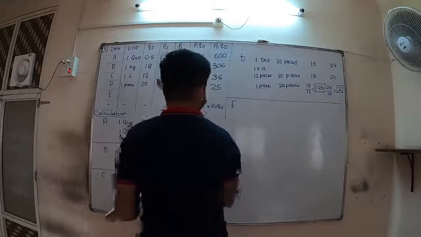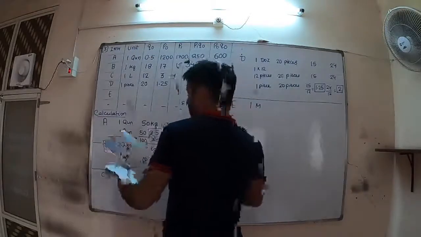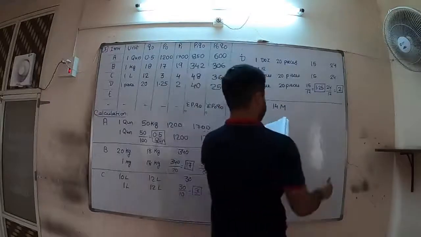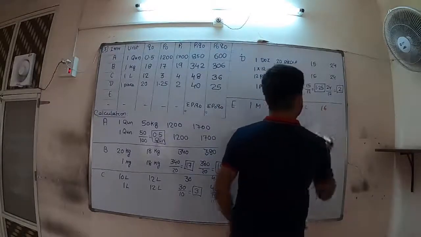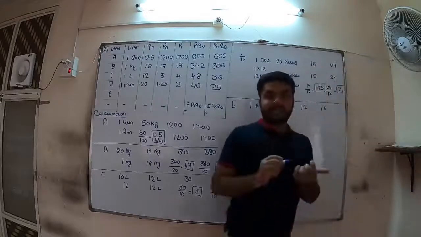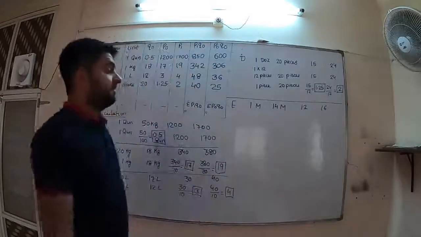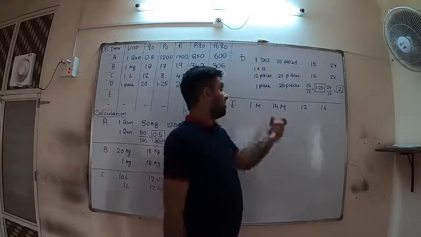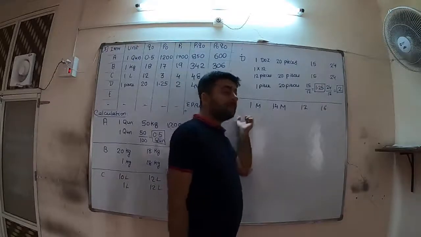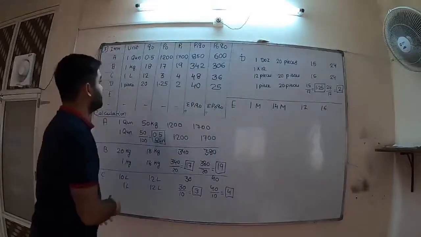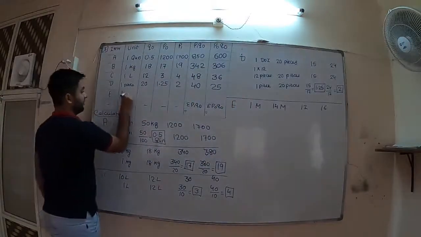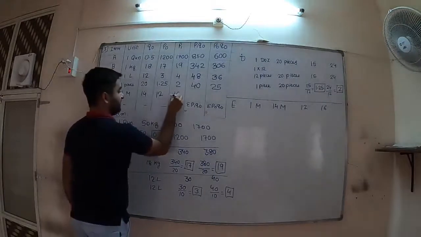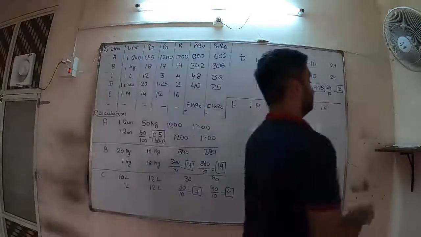Item E has 1 meter, 14 meter, 12, 16. Item E has meters. Horizontally units are same, plus horizontally units are same and unit is also 1, so nothing is to be changed here. 1 meter, 14, 12, 16.